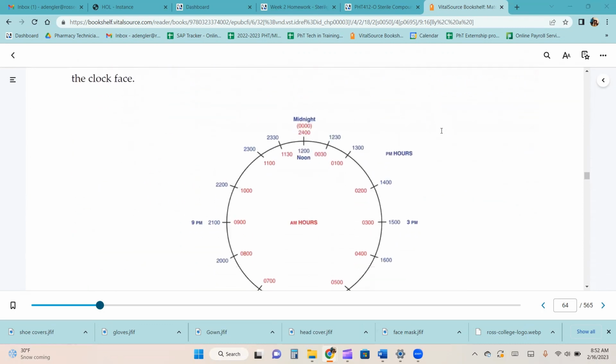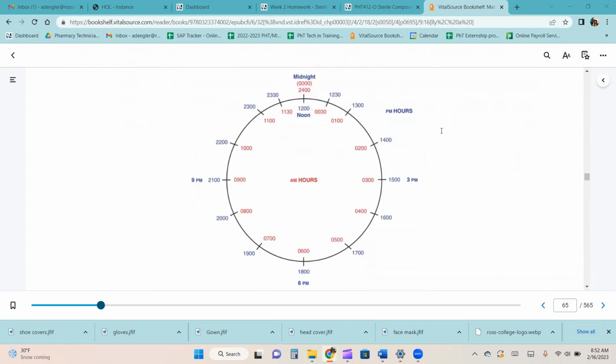All right, so let's look at the clock here. That usually helps make more sense. All right, so at midnight, when the day starts, we could either have it as 0000 or 2,400.